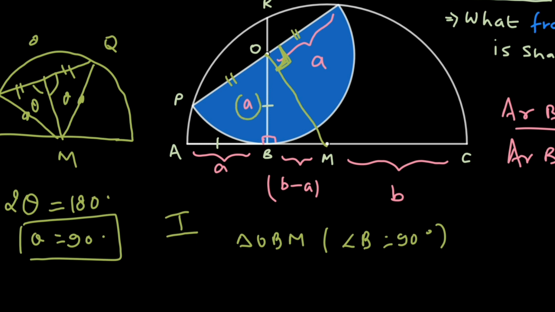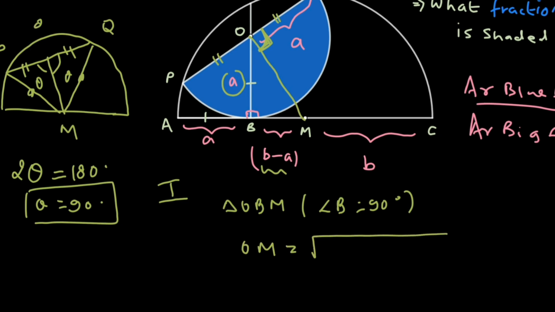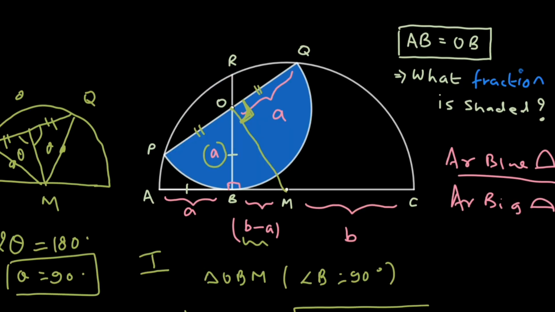The height is equal to A, the base is equal to B minus A. So by applying the Pythagoras theorem, the length of OM would be equal to the square root of A square plus (B minus A) the complete square. Now carefully see that the angle QOM is 90 degrees.